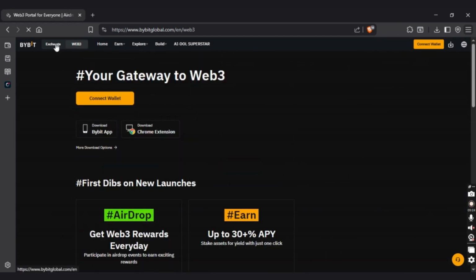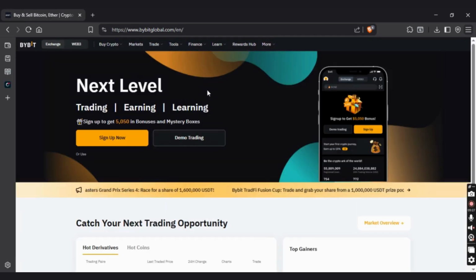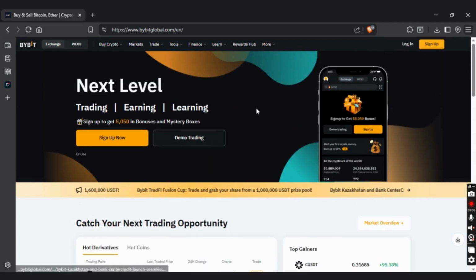So we are here for the exchange. With the exchange platform, you don't even need to be on your VPN, like I said. So I'm going to log in now. So you see the interface and you notice that everything is just the same. Everything you have on your app is available here on the exchange.